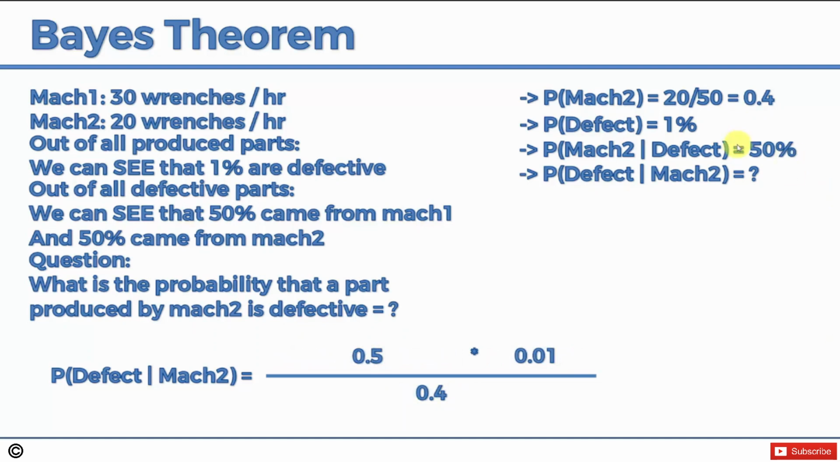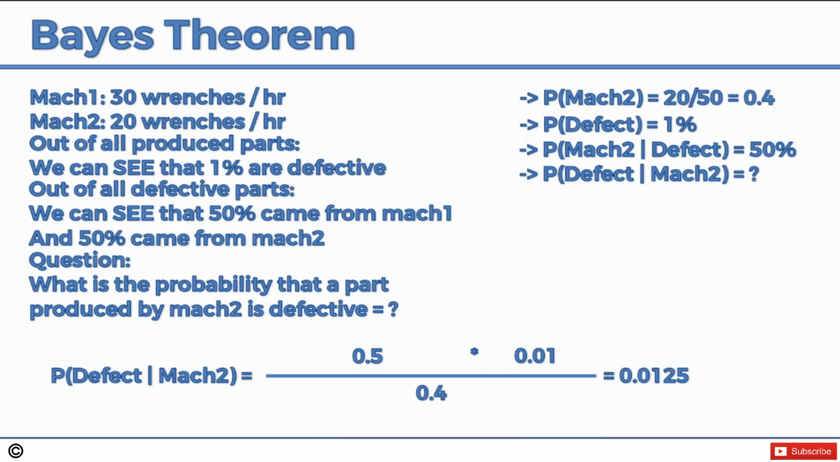So we'll just take numbers from the top, or if we start from right to left again, the probability of a part being defective overall is 1%, multiplied by the probability of a part coming from machine 2, given that we're only looking at defective parts, or given that that part is known to be defective. It's 50%, so there it is. And we're dividing that by the probability of the part coming from machine 2 overall, and that is 40%. So there you go. If we plug that in, we get 0.0125.